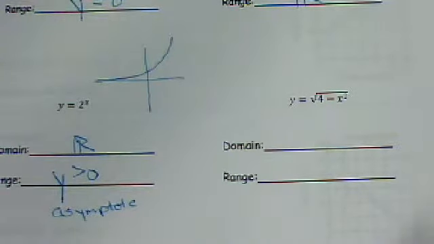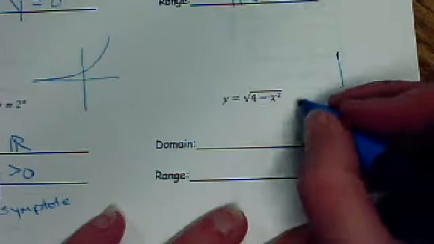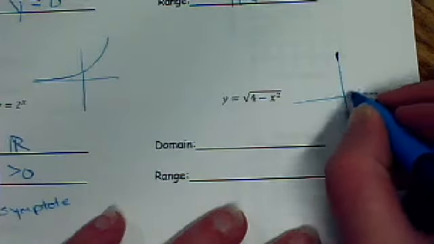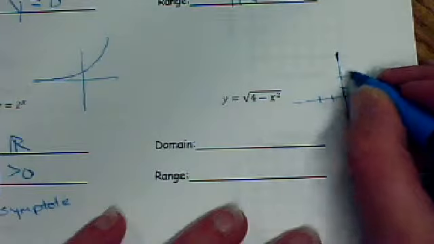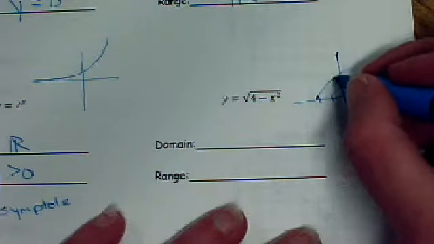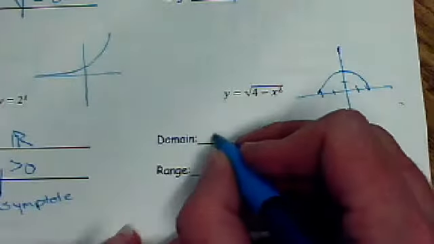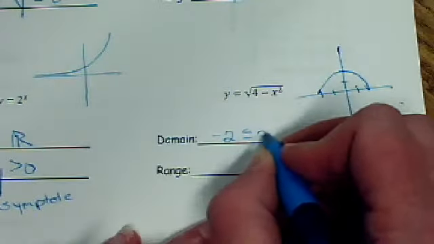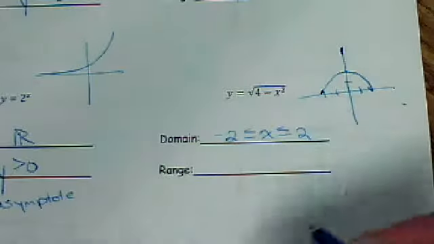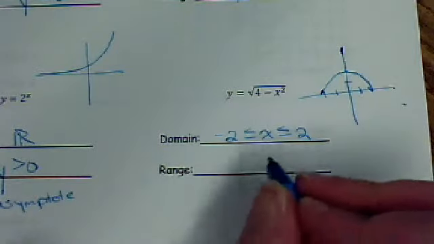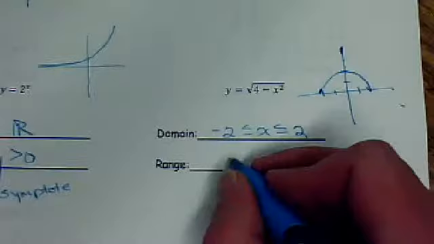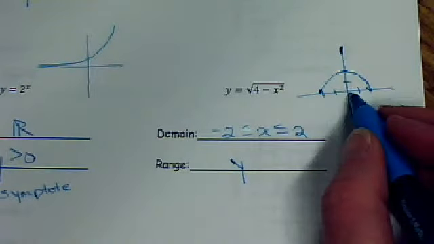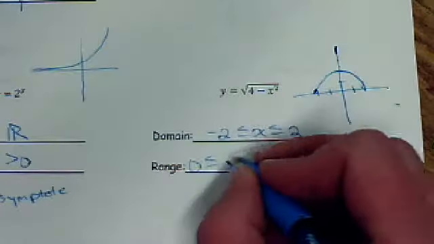Square root of 4 minus x squared. If you looked on the calculator on this one, you would see something that looks like this. The x values are actually going between -2 and 2. And if you looked at the table, you would notice that there's no other ones there. The y values are going between 0 and 2.